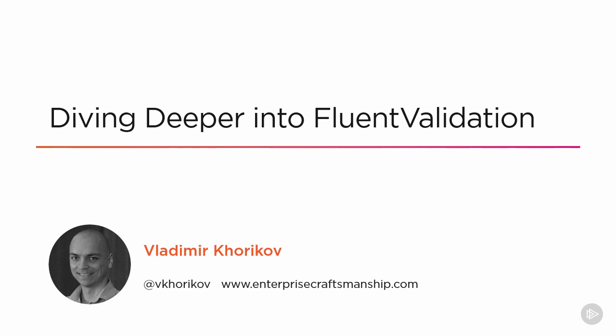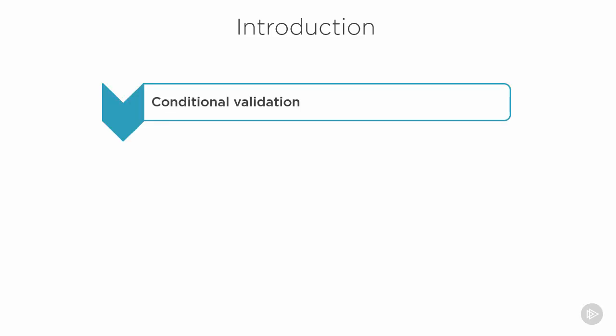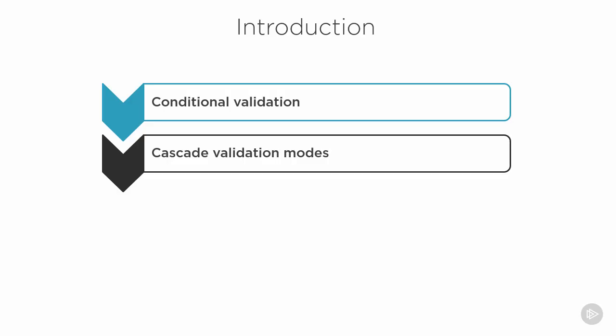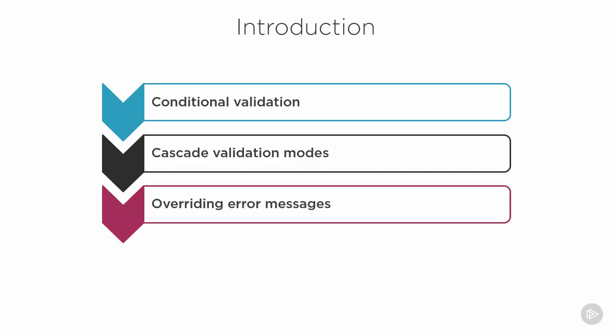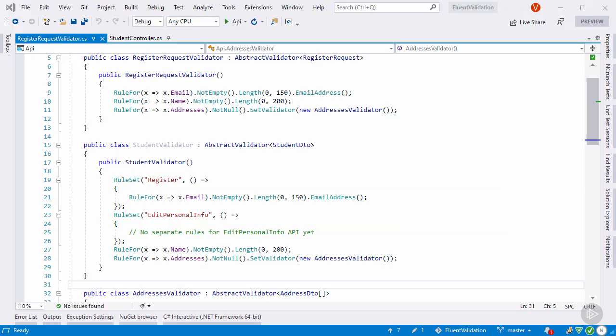Hi, this is the course about validation, and in this module we will dive deeper into the Fluent Validation Library. We will discuss how to implement conditional validation, set up cascade validation modes, override error messages, and how to integrate the library into the ASP.NET pipeline. We will start off with conditional validation.